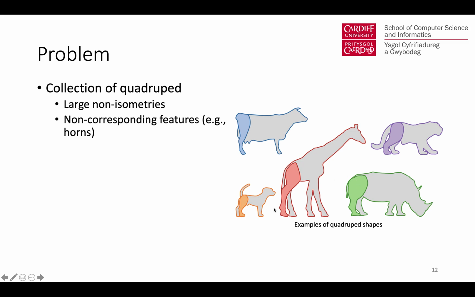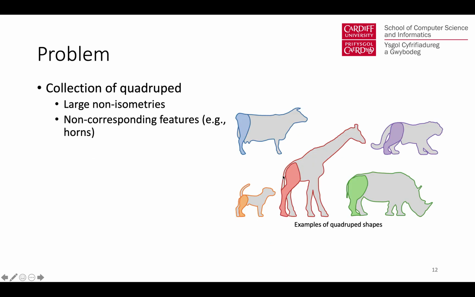So what we study here is that we want to collect a set of quadrupeds, because that is useful for analyzing non-isometric deformation. And you can see that there are all sorts of different challenges here. They contain large non-isometries. You can see even the same hind leg.